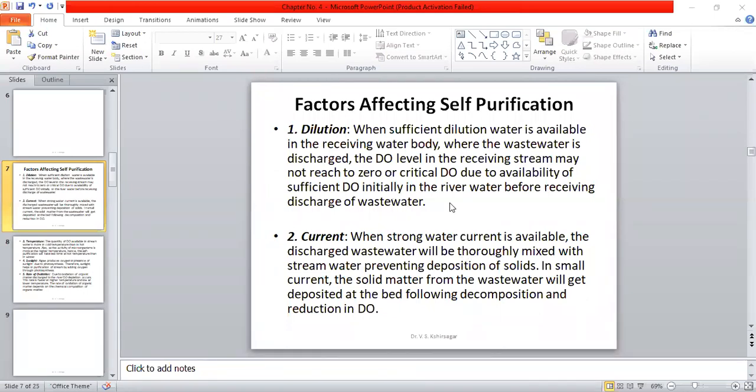Now that point I will explain once again. It says that when sufficient dilution of water is available in the receiving water body. आता इथं रिसिव्हिंग वॉटर बॉडी काय असणार आहे, तुमचे स्ट्रीम, पॉन्ड, लेक हे तुमचे रिव्हर हे तुमचे रिसिव्हिंग वॉटर बॉडी. So there should be a sufficient quantity to absorb the load of sewage. The existing river water body or receiving body should have the capacity to absorb the load of the incoming wastewater. Then only the dilution will perform, otherwise it will not perform.